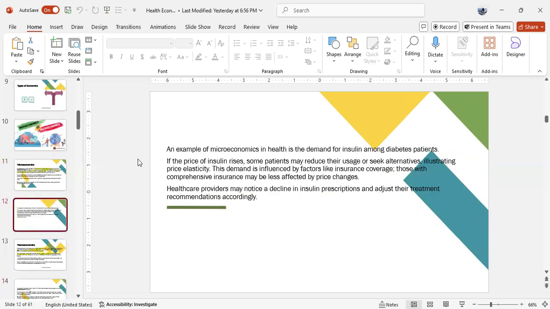An example of microeconomics in health is the demand for insulin among diabetes patients. If the price of insulin rises, some patients may reduce their usage or seek alternatives, illustrating price elasticity. This demand is influenced by factors like insurance coverage. Those with comprehensive insurance may be less affected by price changes. Healthcare providers may notice a decline in insulin prescriptions and adjust their treatment recommendations accordingly.